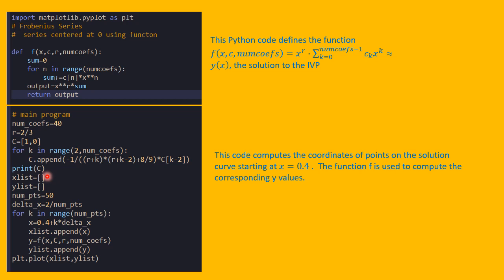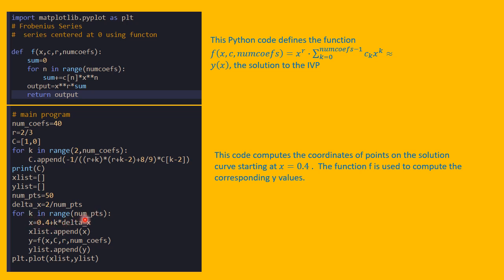And now we're going to have some code to produce a graph of that solution. I'll start with X list being an empty list, Y list also an empty list. I'm going to have the number of points plotted be 50. I'm going to let delta X equal 2 divided by that number of points, so in this case it's going to be 2 divided by 50. And then for k in the range of number of points, this is going to go k equals 0 all the way to num points minus 1.